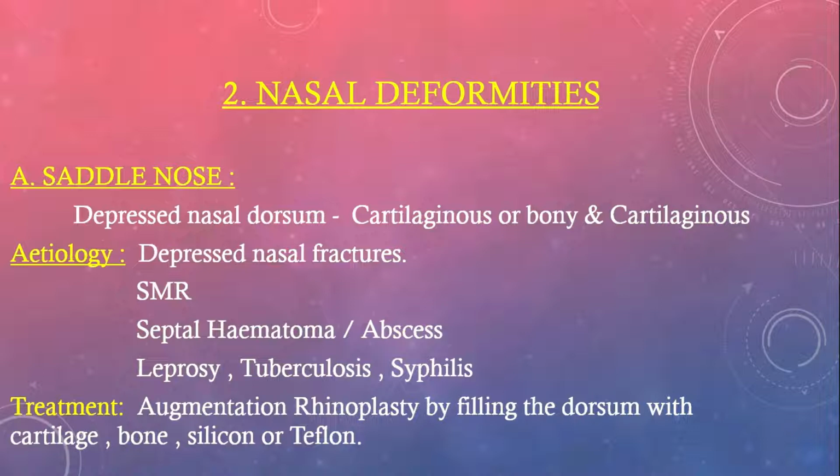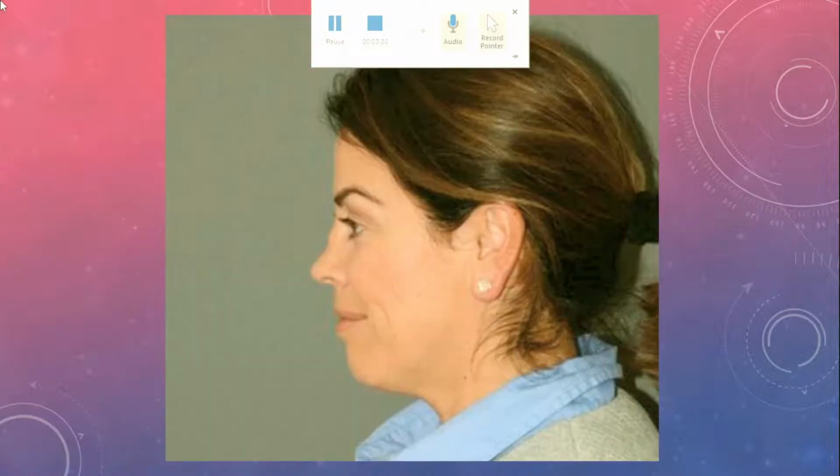Treatment of a saddle nose is usually an augmentation rhinoplasty by filling the dorsum with cartilage or a bone, which is better, whereas if that is not available, one can fill the gap with silicone or Teflon, which is not a very good solution because silicone and Teflon have a notoriety of being extruded from the side. Now, this is a photo of a lady having a saddle nose because of nasal trauma.